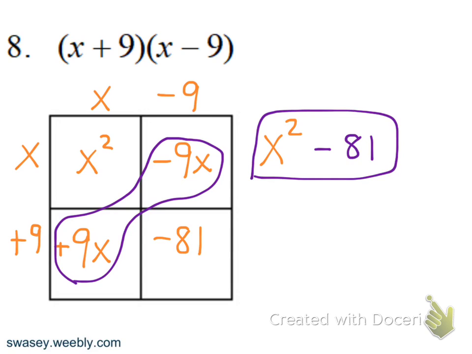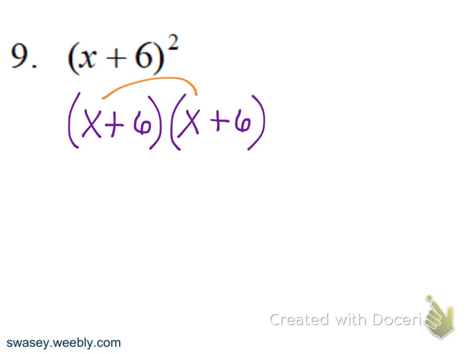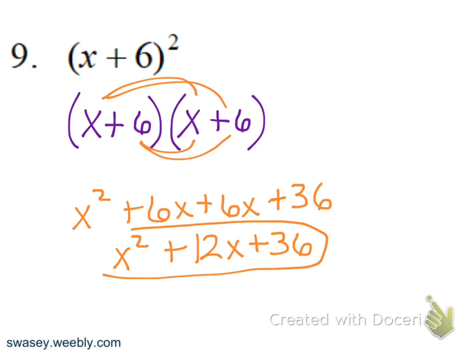Difference of two squares. All right, this one we've got x plus 6 squared. That whole thing squared, so x plus 6 times x plus 6. From here, you can either distribute twice or use the box method. x times x, x squared. x times 6, 6x. Distributing your 6, 6 times x, 6x. And 6 times 6 is 36. Combine those like terms. 6x plus 6x is 12x. So we have x squared plus 12x plus 36. That is called a perfect square trinomial.